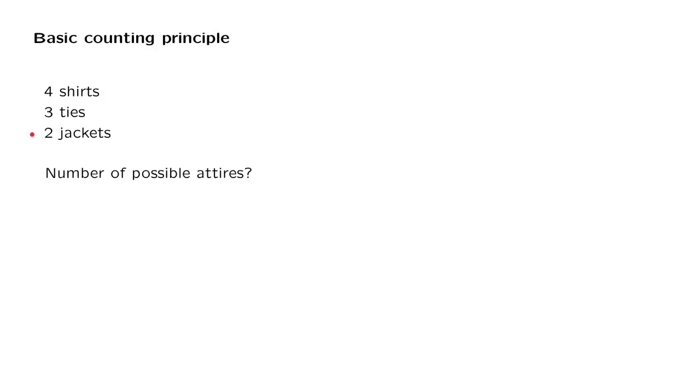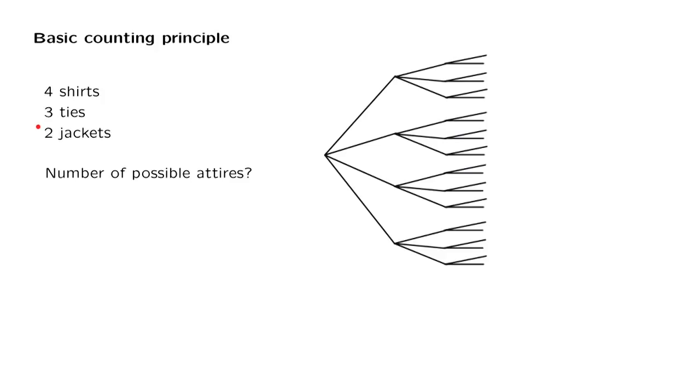To answer this question, let us think of the process of getting dressed as consisting of 3 steps, 3 stages. You first choose a shirt, let's say this one, and you have 4 choices of shirts. But each shirt can be used together with one of the 3 available ties to make 3 different shirt-tie combinations. But since we had 4 choices for the shirt, this means that we have 4 times 3 equals 12 shirt-tie combinations. Finally, you choose a jacket.